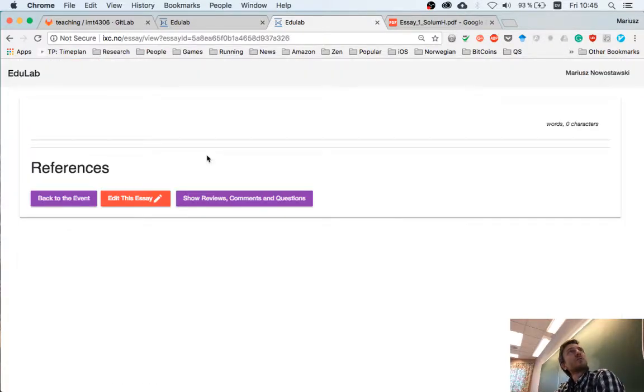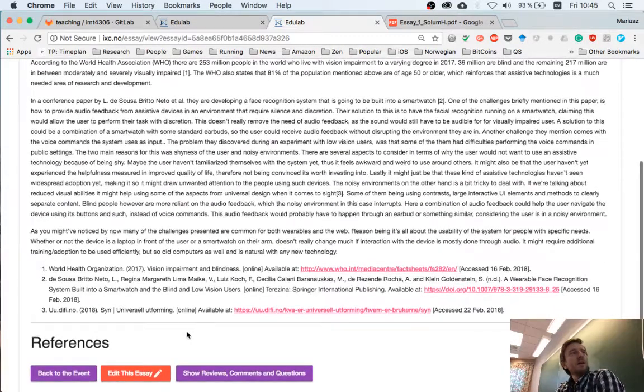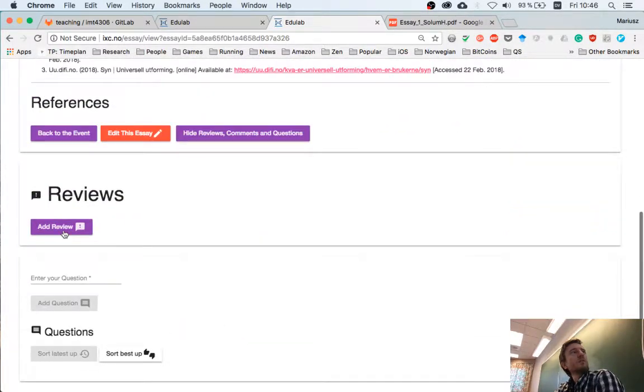So if we go to an essay, and then if you go here, you can add reviews. I believe the reviews are visible to the author of the essay, but not to anybody else. If you are a reviewer of a particular essay, you will not see other people's reviews until it becomes public. Initially, it is only visible to the author. Okay. Because we don't want you to get biased.